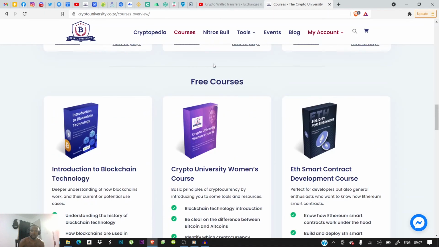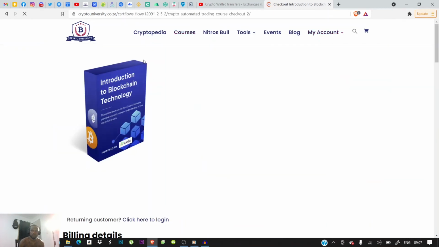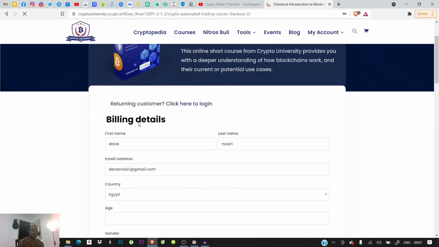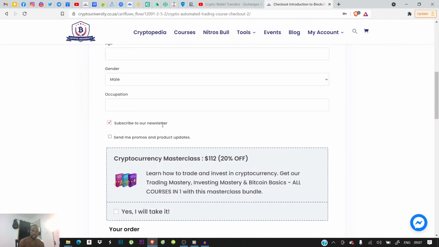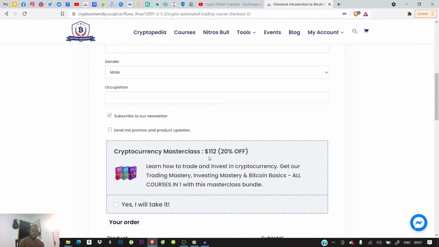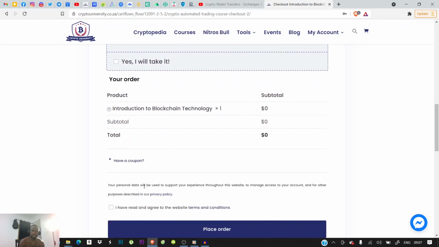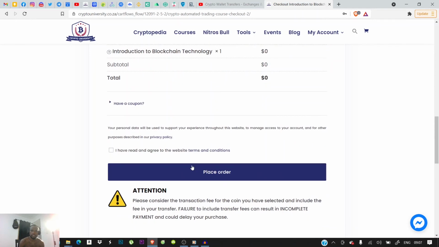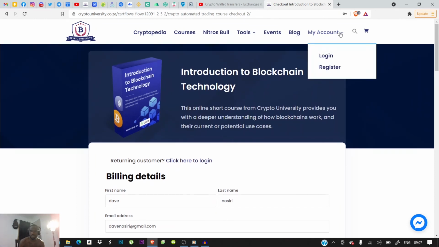On these free courses, just take any of them. Let's say the introduction to blockchain technology. You click on start, and then you fill in this billing information. Remember, it's free. There's an offer here as well, but if you don't need that, don't check it, since you just want to sign up for free. And then after filling everything, you accept the terms and conditions and place the order. An email will be sent to your mailbox with a temporary password.